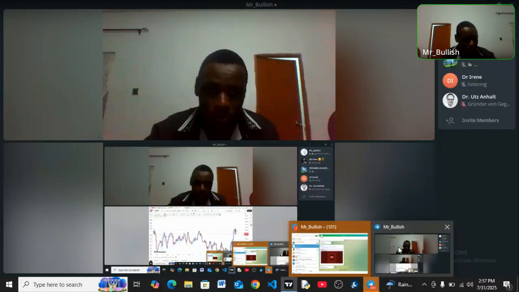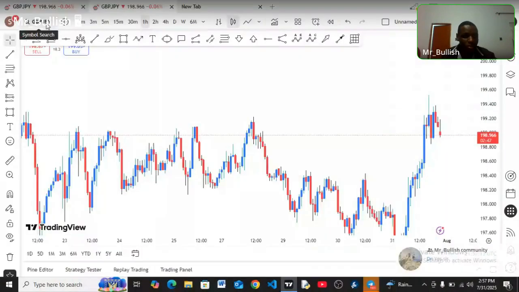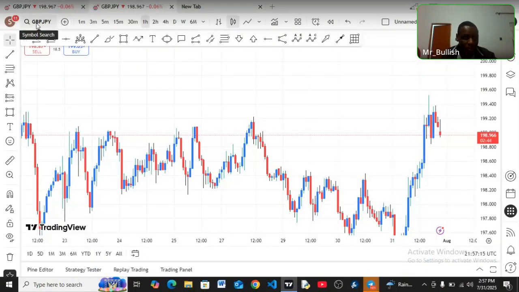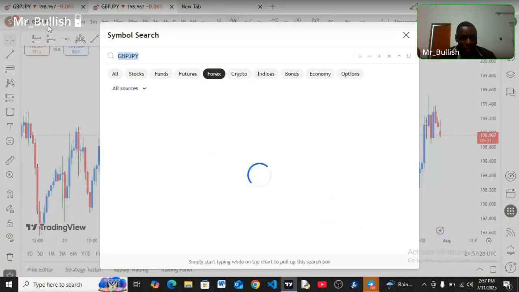Okay. Now, the two of them here are major currencies. But the reason why they are not classified as a major currency pair is because they don't have the dollar with them. This is what I mean. They don't have the dollar with them. This is a major currency pair.